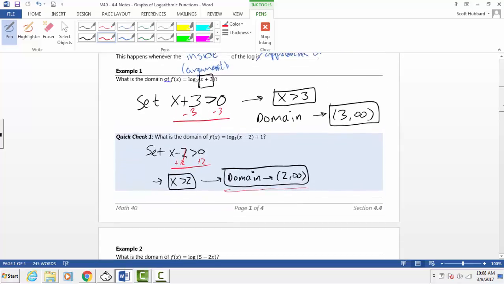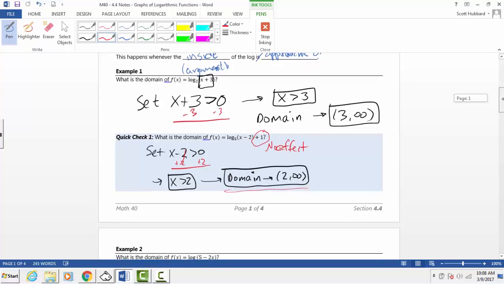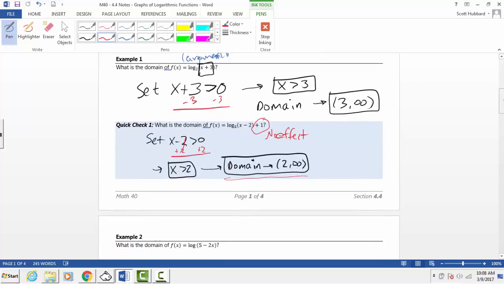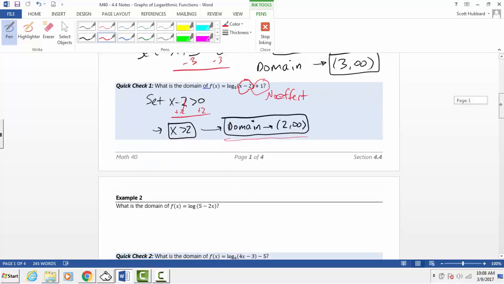Some of you might have worried about what about this plus 1? Does that affect it at all? That has no effect. The only thing that matters about a log, about its domain, is the argument, the thing inside the log. Anything on the outside, multiplying or adding or subtracting on the outside, doesn't matter. All that matters is what's on the inside. Just like your parents told you, it's not on the outside that counts, it's what's on the inside. Same thing with the log.